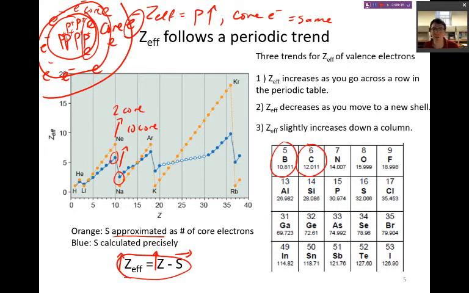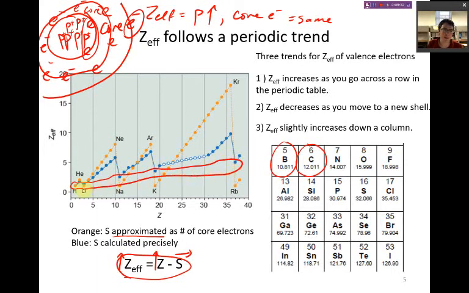The last trend you need to realize is that the effective nuclear charge has a very slight increase as we go down a column. We can see here, if we look at elements within the same family, that there's a very slight increase in that. We're not going to get into the details about that, and what we can see is that it is not being predicted by the approximated values here. So the two that you really need to pay attention to are these first two.